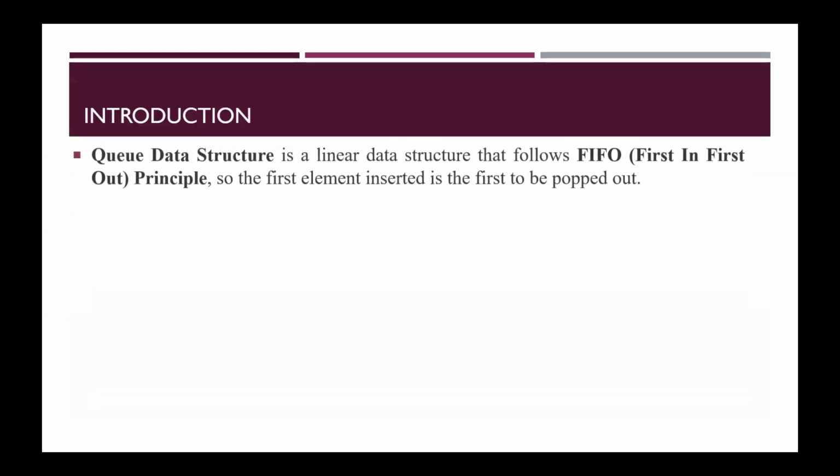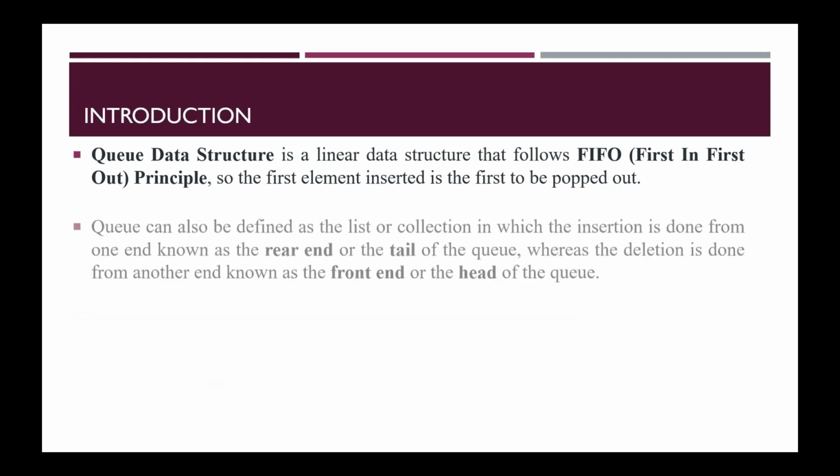So first we have to understand what a queue is. A queue is a linear data structure that follows the first in first out principle, so the element inserted into the queue first is going to be popped out first. In a stack we perform last in first out, but here the queue is a collection of elements where the element inserted first is going to be deleted first. So this is the principle it follows, that is first in first out.